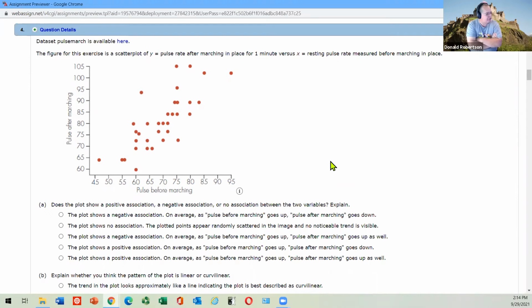Positive. Agreed. Linear or curvilinear? Linear. How strong do you want to make this one? Moderate. We could go moderate. Anybody think weak might be better? I think there's a couple outliers that might make it weak, but I think it's closer to moderate.